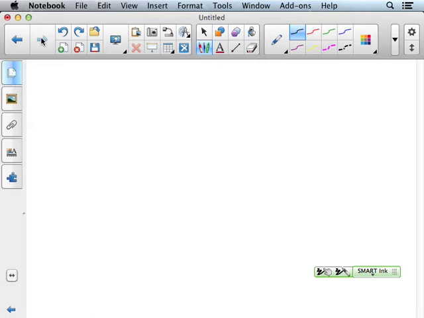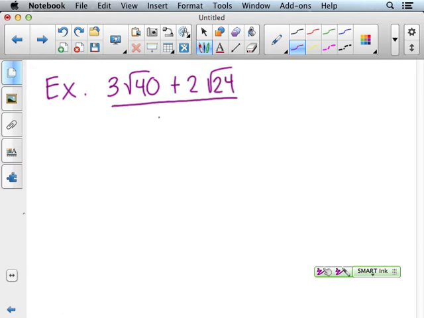Alrighty, next one. There's a couple ways you can work this one out also. Some are easier than others, so we're going to do the easiest way. All of them will lead you to the right answer unless you do something wrong. So, both of these are being divided by square root 8. So that means I can break it up.